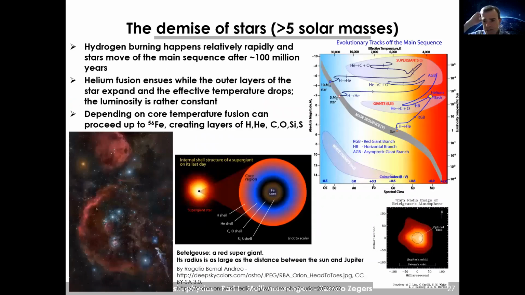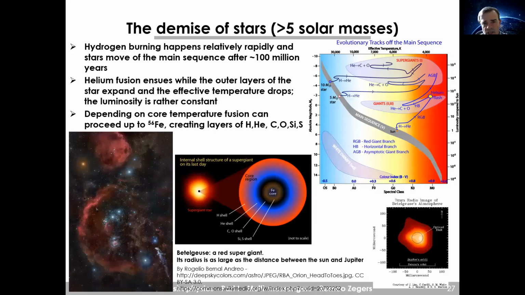So as I mentioned, neutrinos can come from stars, which make them very interesting to use to learn something about stars. And I don't have time to discuss all the various ways that stars can cease to exist. Unfortunately, there are many ways. But if you look at the heaviest stars, so if the star is larger than 5 solar masses, then the hydrogen burning happens relatively rapidly. And the star starts to move off this main sequence after about 100 million years.